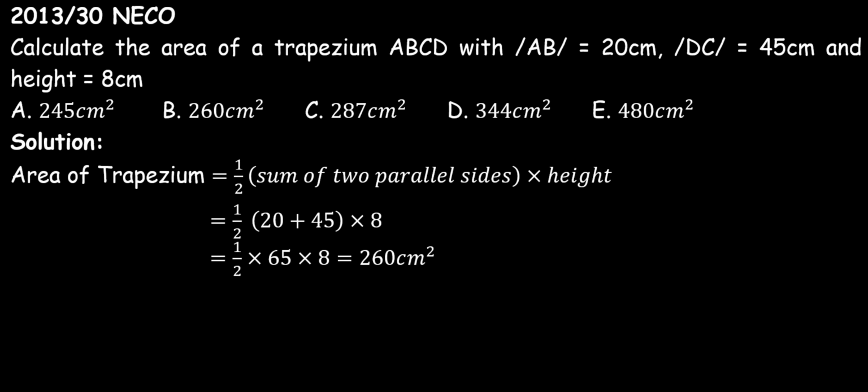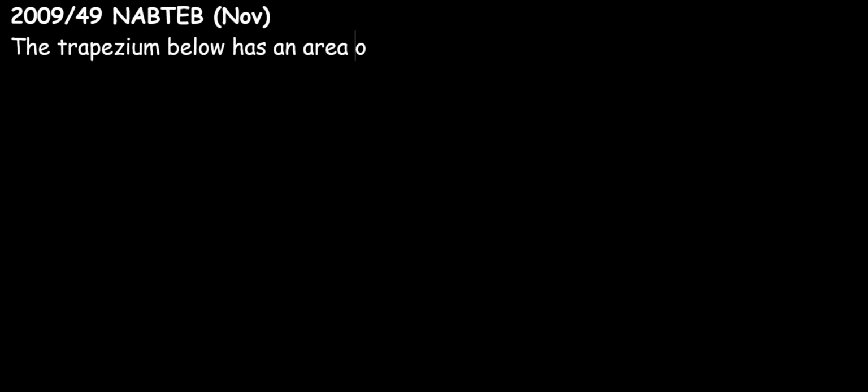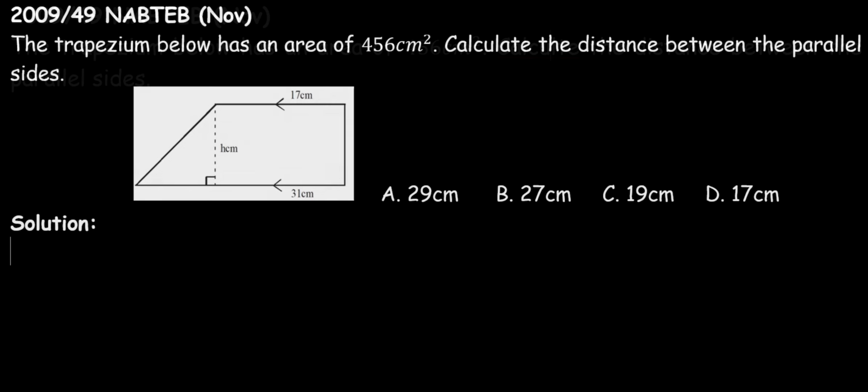squared. Another example, 2009/49 NAPTEP, November. The trapezium below has an area of 456 cm squared. Calculate the distance between its parallel sides. The options are given. Solution.